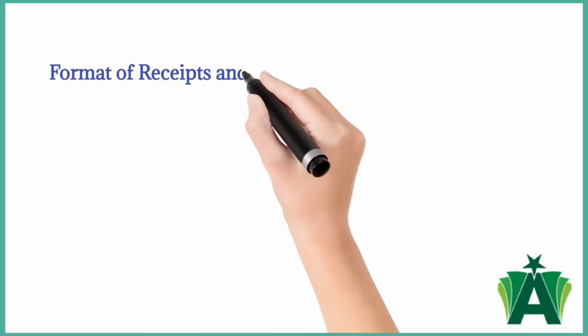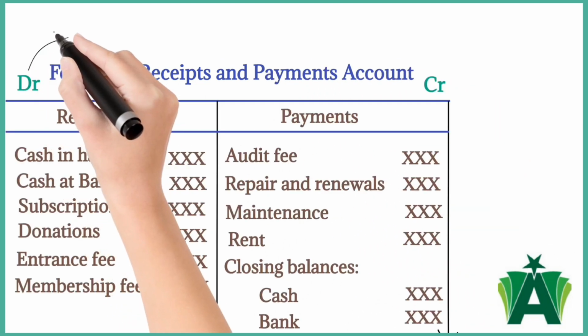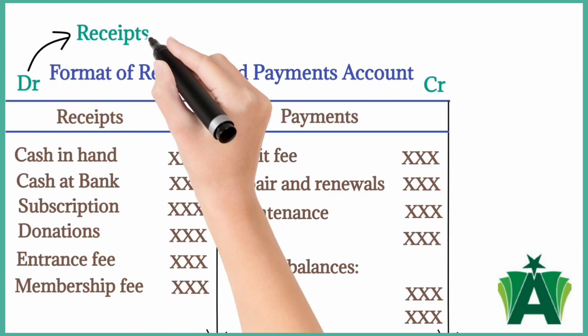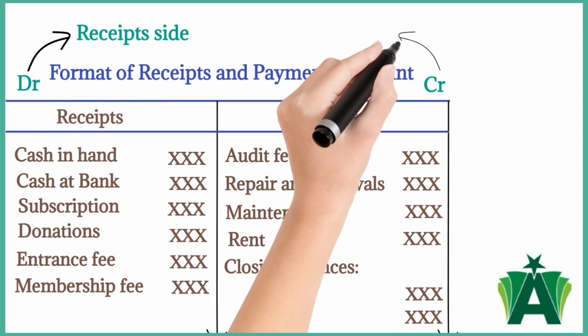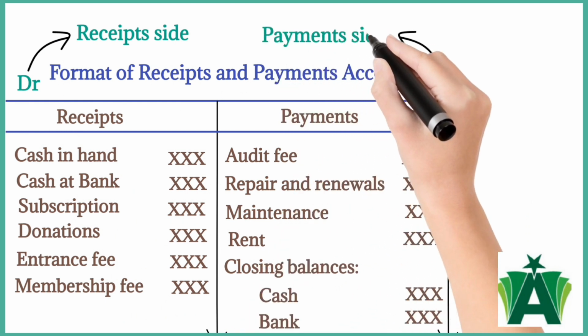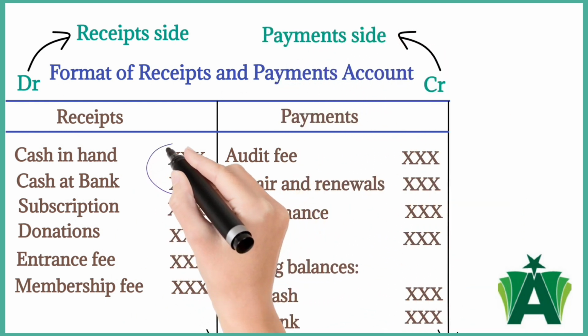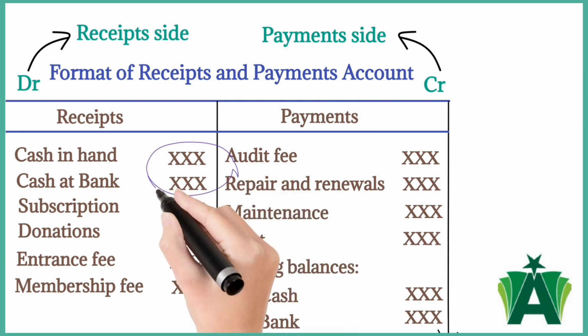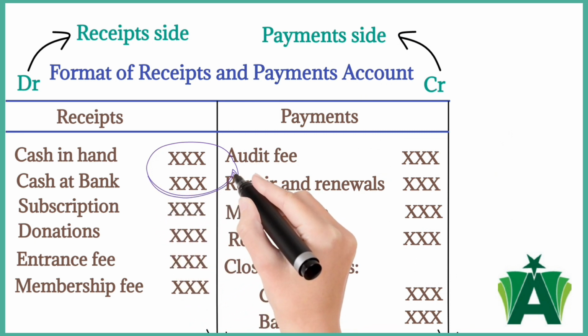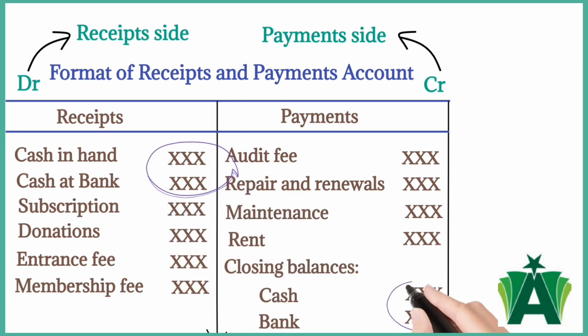Format of receipts and payments account. The debit side is the receipts side. The credit side is the payments side. This account begins with a record of the cash balance and bank balance on the receipts side. The final balance includes the remaining cash balance and bank balance on the payments side.